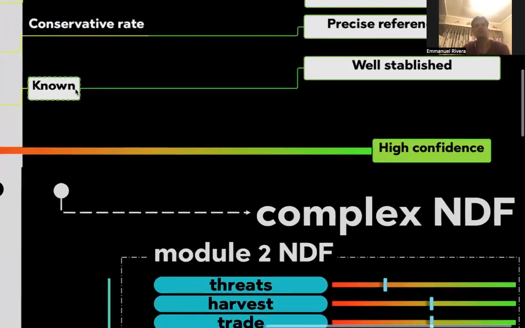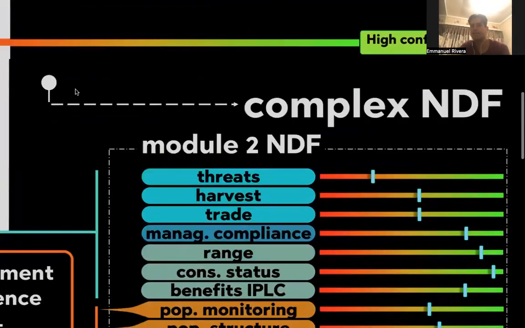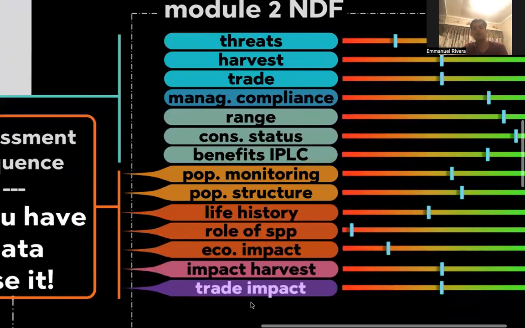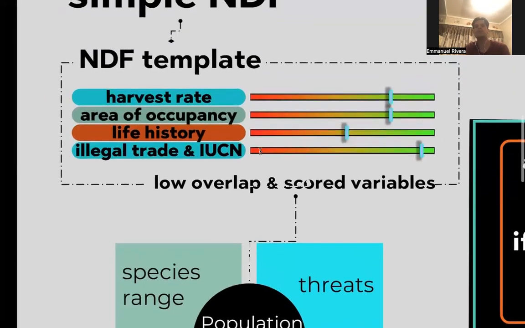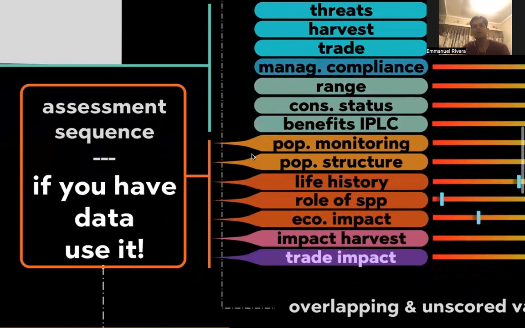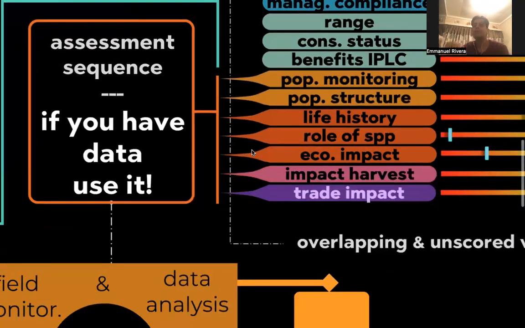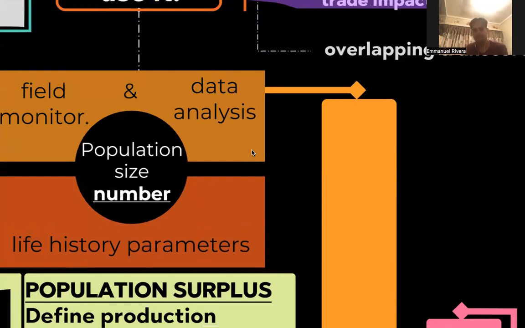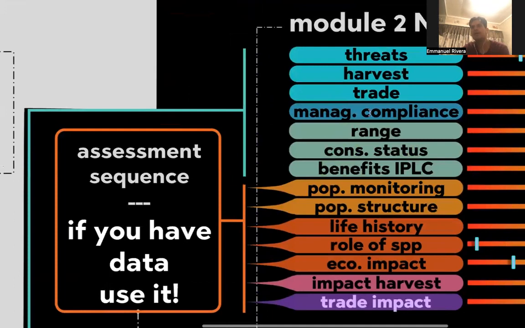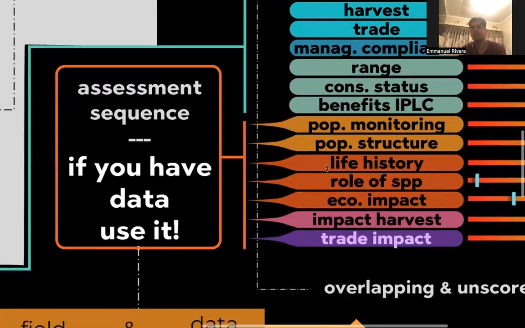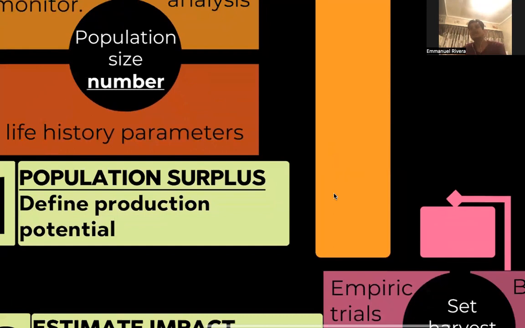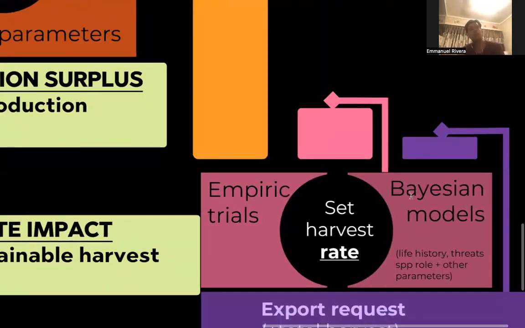The proposal in this workshop is that when you're at this level of information, go for a complex NDF and start measuring all these variables in a risk assessment regime. But if you see, all these blue ones are the same that we were using when we were making risk assessments. Therefore, we suggest that if you have this amount of data, please use it and go for the population size number itself, because everything else will be relying on it. The threats, the harvest, the trade history that this population has will be reflected in the population size number. And this number, you can contrast with another; the next step will be setting the harvest rate.